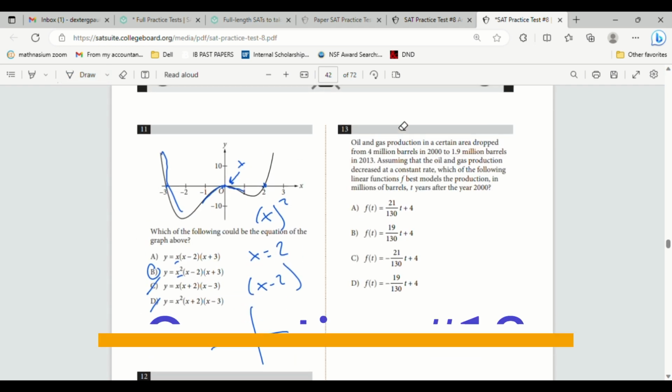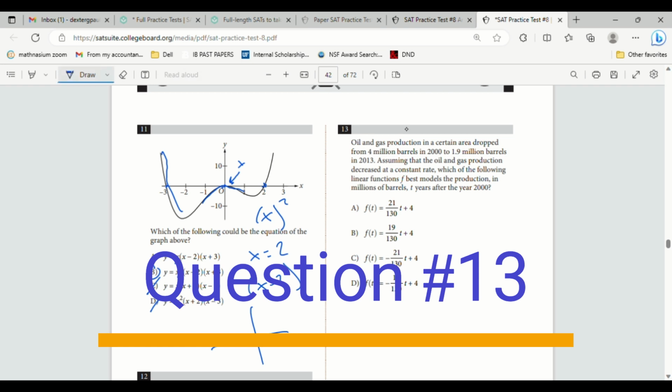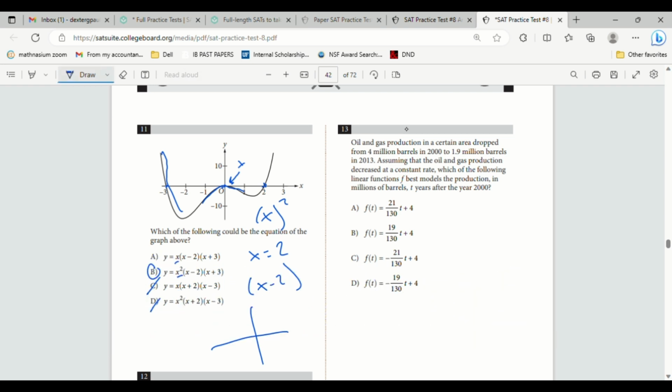Number 13, oil and gas production in a certain area dropped from 4 million barrels in 2000 to 1.9 million barrels in 2013. Assuming that the oil and gas production decreased at a constant rate, which of the following linear functions f best models the production in millions of barrels t years after the year 2000? So what's important here is the word decrease. This is going to be a negative function, so it can't be A or B right off the bat. And now we need to figure out our slope. So it's going to be the change in y over the change in x.